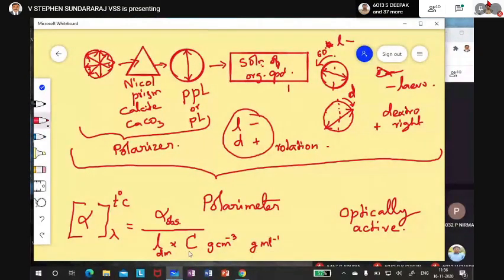Now can anyone tell me the definition of specific rotation? By this time you should have learned it, it's not the first time. I have given the formula, this is the observed one.